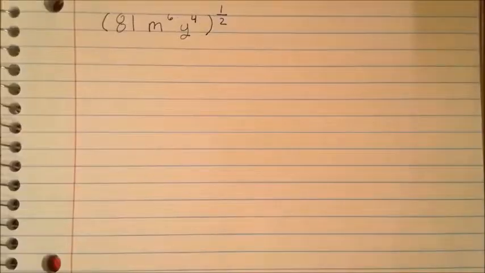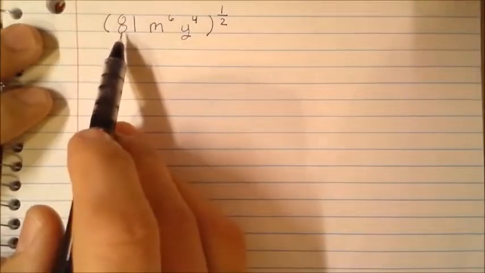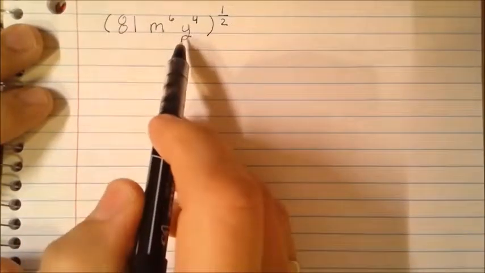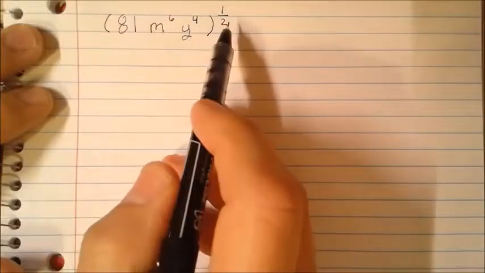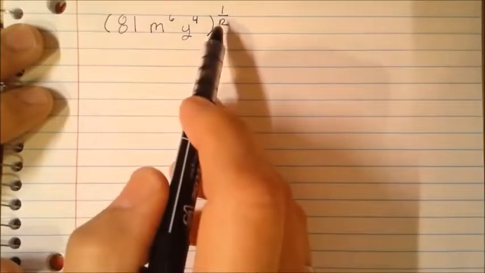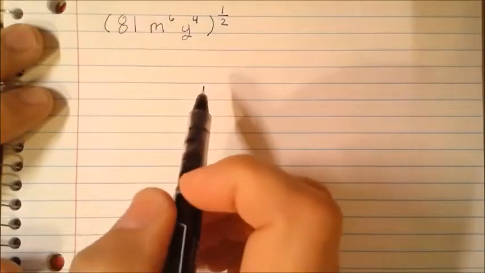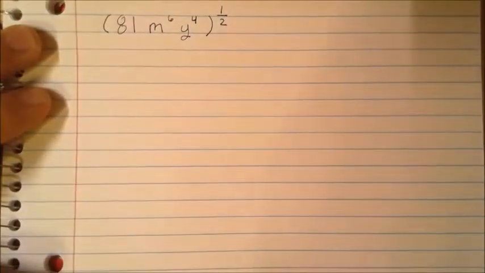Alright, in this video I'm going to be showing you how to take a rational exponent and properly distribute it and simplify an expression. So let's take a look at this real quick. So we have 81 times m to the 6th power times y to the 4th power. Notice it's all in parentheses, and we have a rational exponent of 1 over 2.